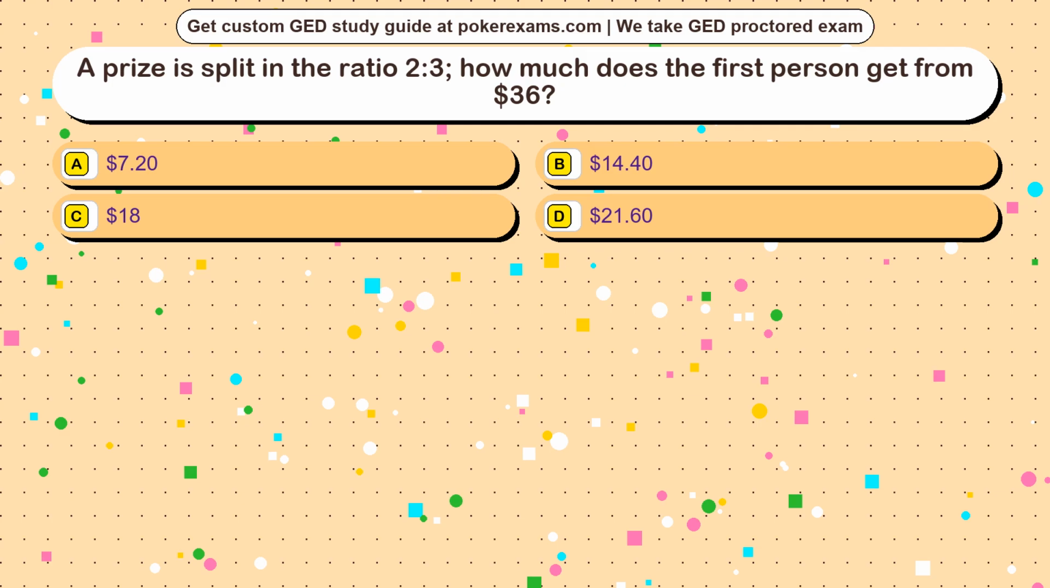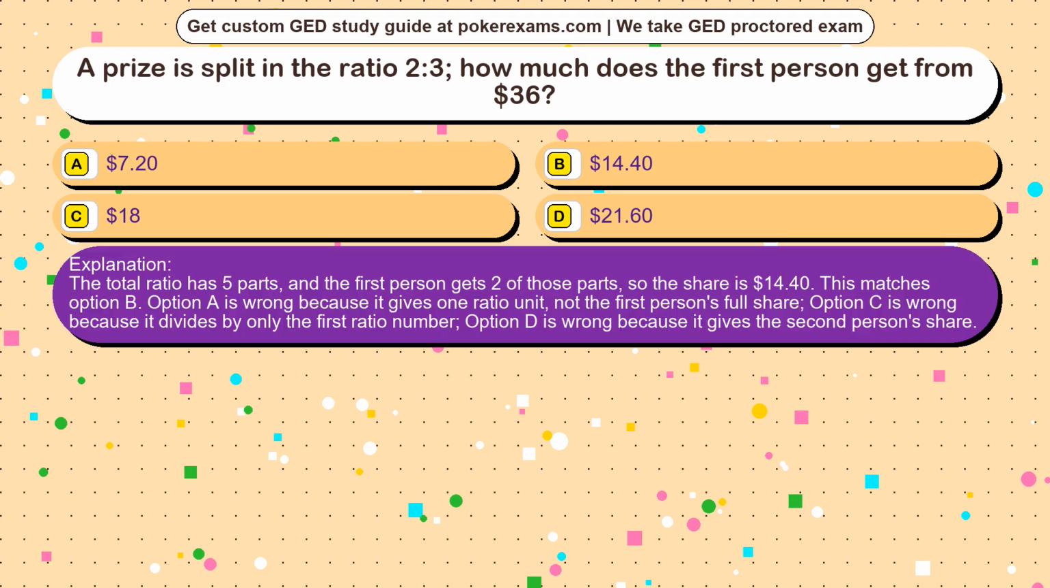The correct answer is option B. The total ratio has 5 parts, and the first person gets 2 of those parts, so the share is $14.40. This matches option B. Option A is wrong because it gives one ratio unit, not the first person's full share. Option C is wrong because it divides by only the first ratio number. Option D is wrong because it gives the second person's share.